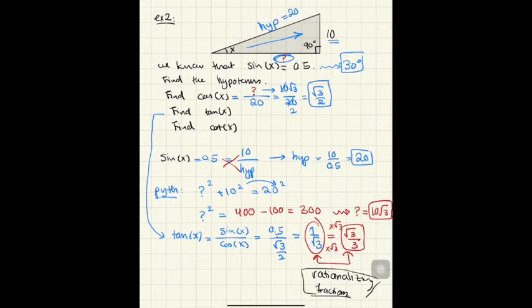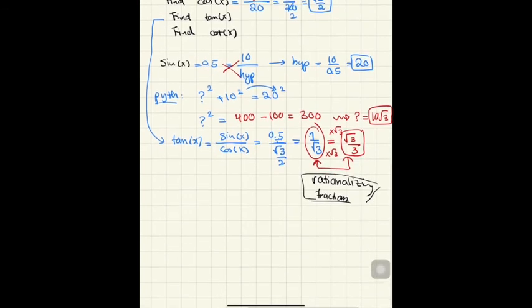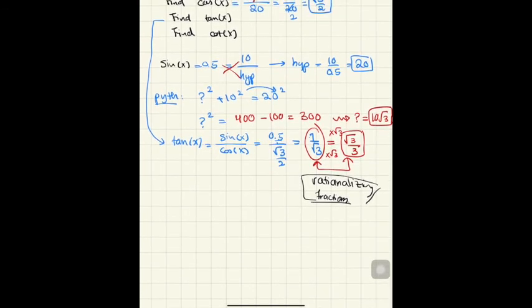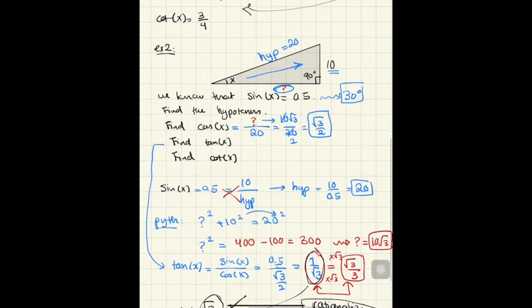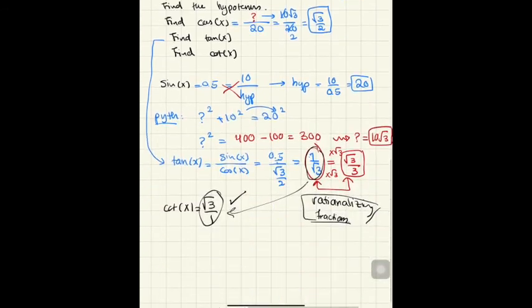Okay? So, cotan of x is just the inverse of that. Inverse of this, cotan of x. What's the inverse of that? Square root of 3 divided by 1. That's it. Finished. Okay? So let's do a third example.